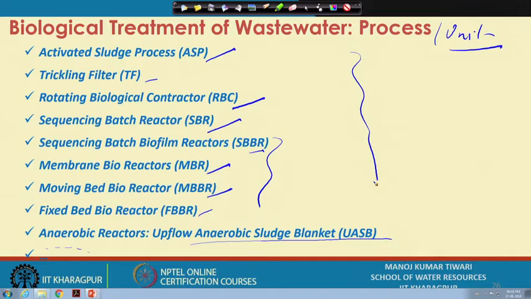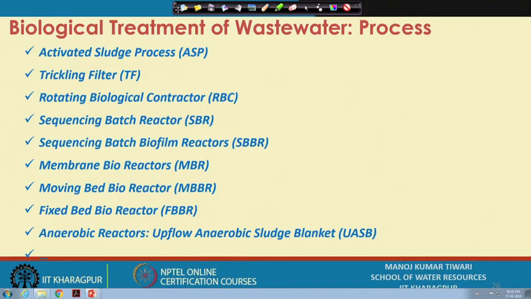We will eventually take up a few of these, maybe not all, and try to see how they are deployed in the field, what their working principle and philosophy are, and what kind of performance they yield once they are used. So, we will conclude this session here, and in the next class we will have a detailed discussion on the activated sludge process.